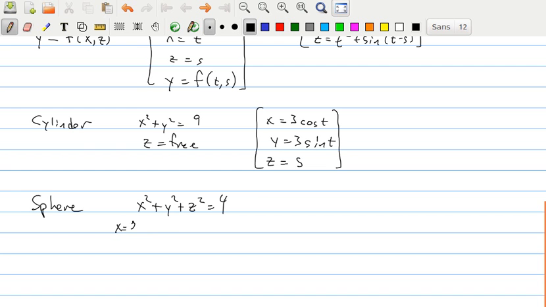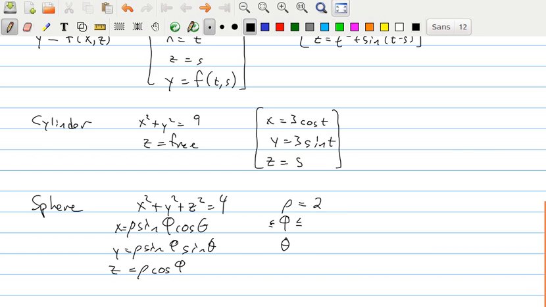So recall x is rho sine phi cosine theta, y is rho sine phi sine theta, and z is rho cosine phi. Well, if we're on the sphere, then rho is fixed, or the radius of the sphere is 2, so I know rho is 2. If we look at phi and theta, though, we've got to be able to take on any point on the entire sphere. That means that phi, remember this is the angle of depression from the North Pole, can range from 0 to pi, and theta is the angle around the North Pole. This can take on its full range of values from 0 to 2 pi.